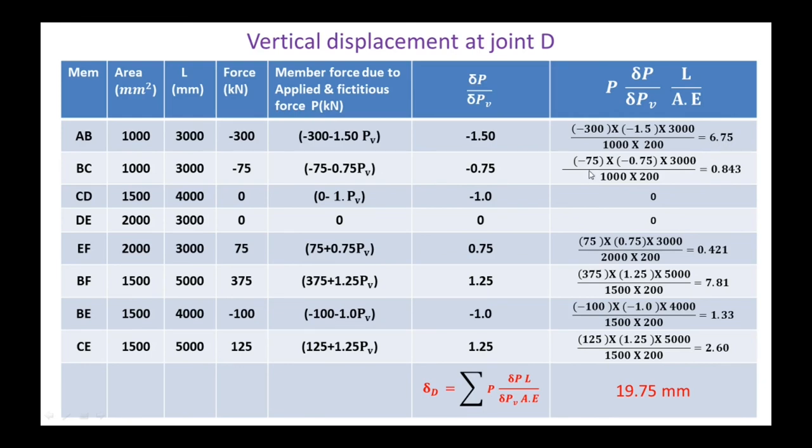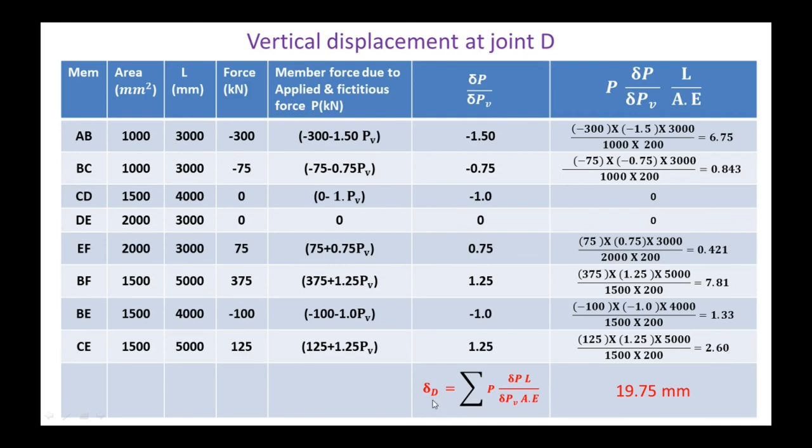6.75. Now for the member BC, minus 75 is the force developed in BC due to the external applied load, into del P by del PV, which is minus 0.75, the force developed in the member BC due to the fictitious force PV, into the length of the member 3000, divided by the area 1000, into the modulus of elasticity. So this becomes 0.843. The next two are 0, then 0.425, 7.81, 1.83 and 2.60.